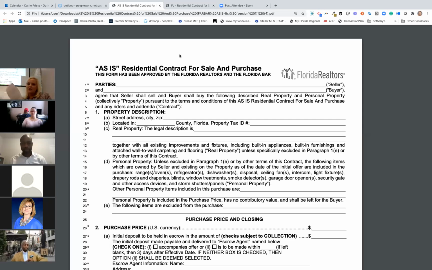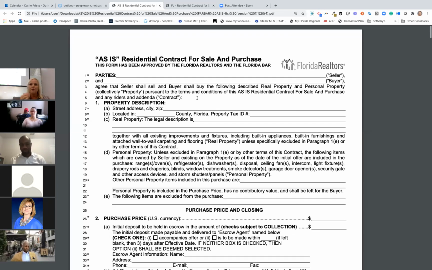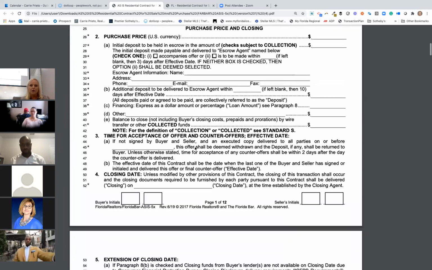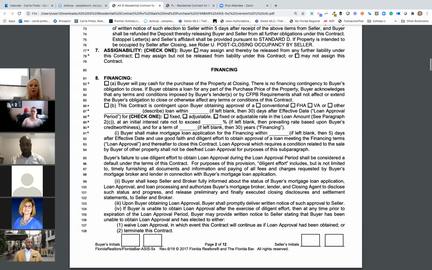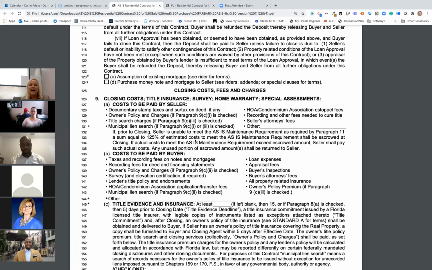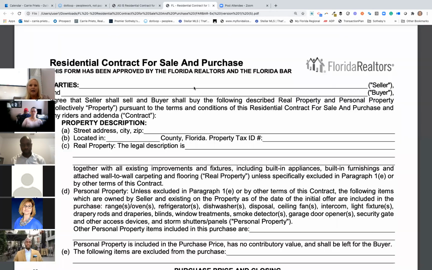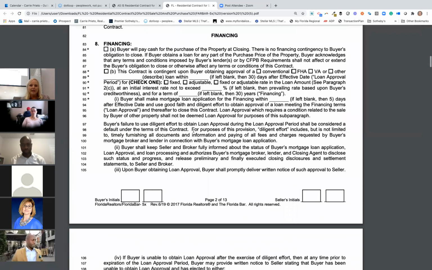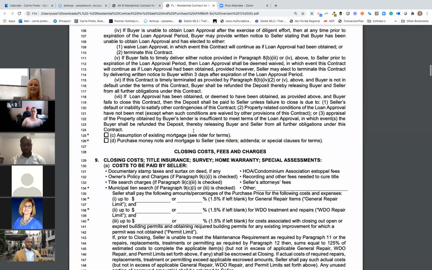An as-is contract, let's look at this really quickly. We're going to go back and break down a contract, but I want us to just look at the first page, the second page, the third page, right? It is not, and let's go into the residential contract. We've got the first page, then the second page and the third page. It's this third page where it changes. It is exactly the same until this third page.